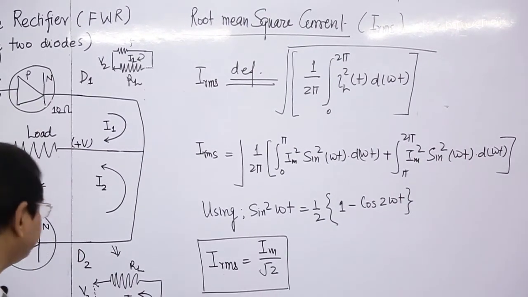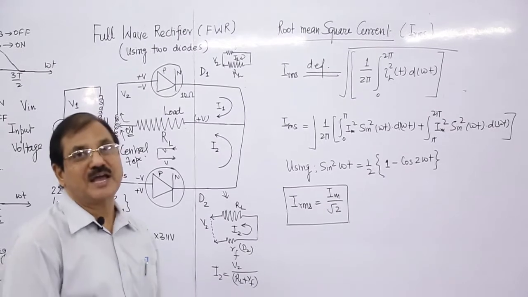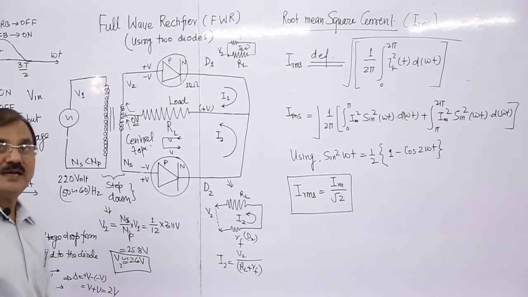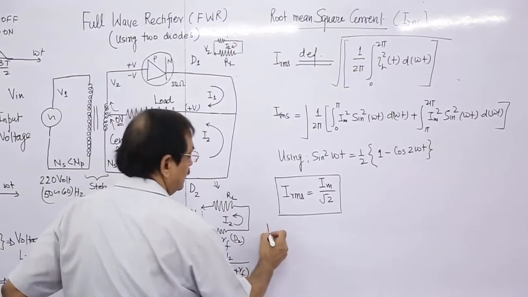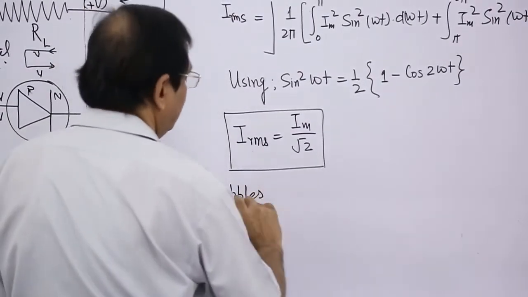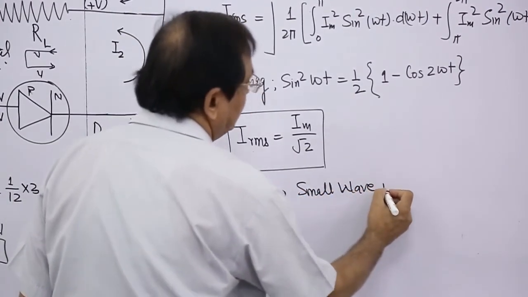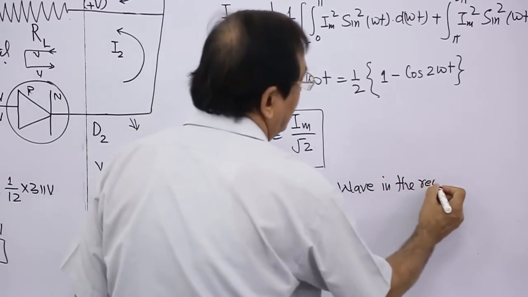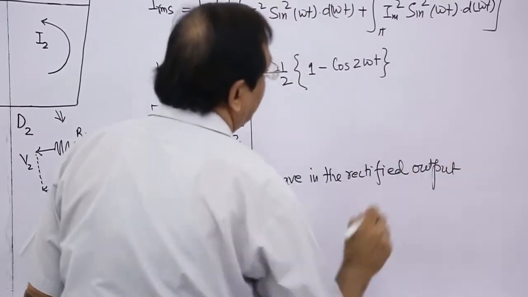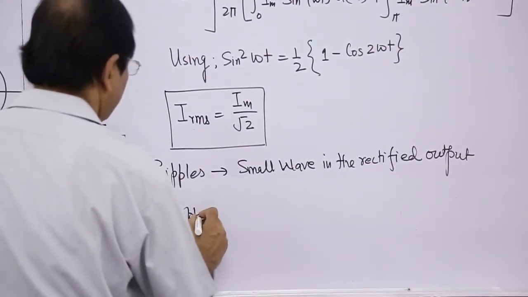So, this is the I average and this is your root mean square value. From these two important values, we can calculate the ripples. Ripples means small waves in the rectified output, and therefore we require a ripple factor.